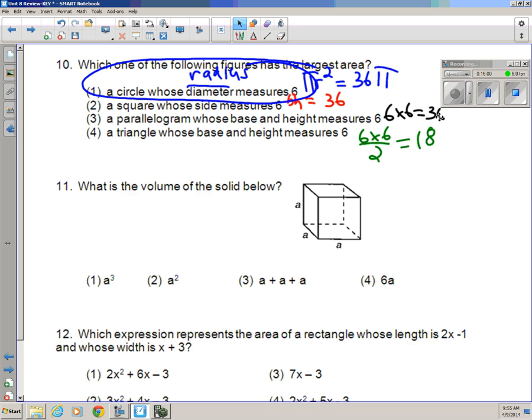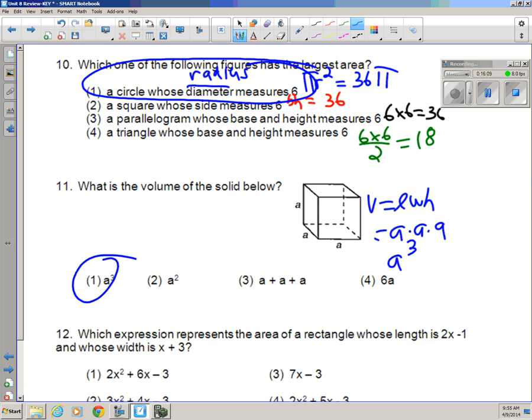What's the volume of the solid? Volume is length times width times height. So A times A times A is A to the third power. Choice 1.